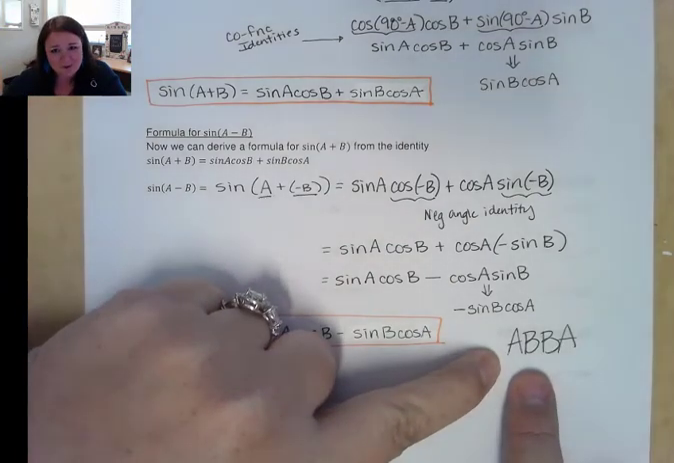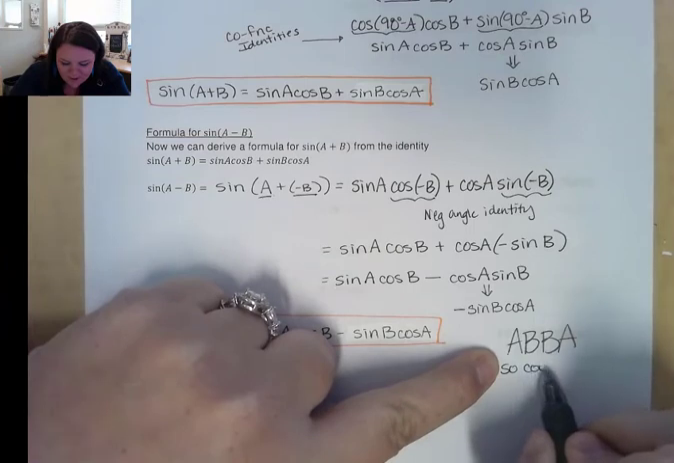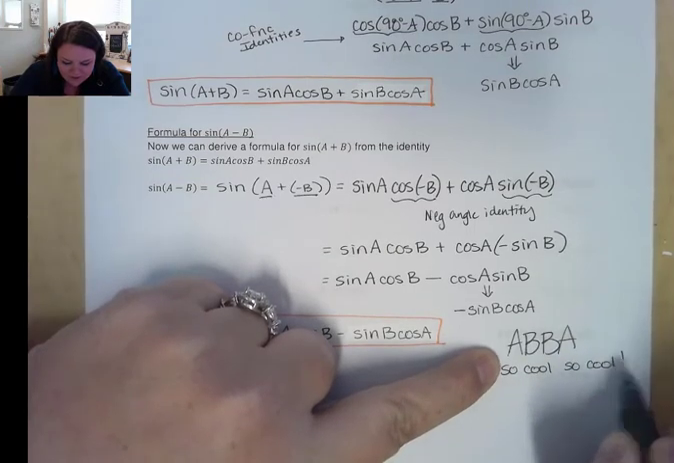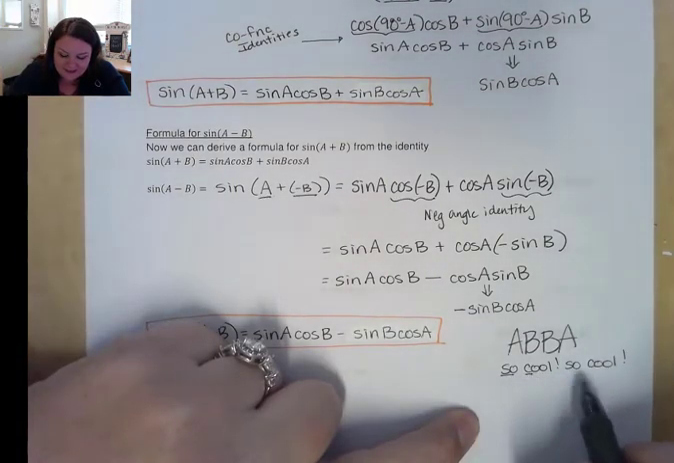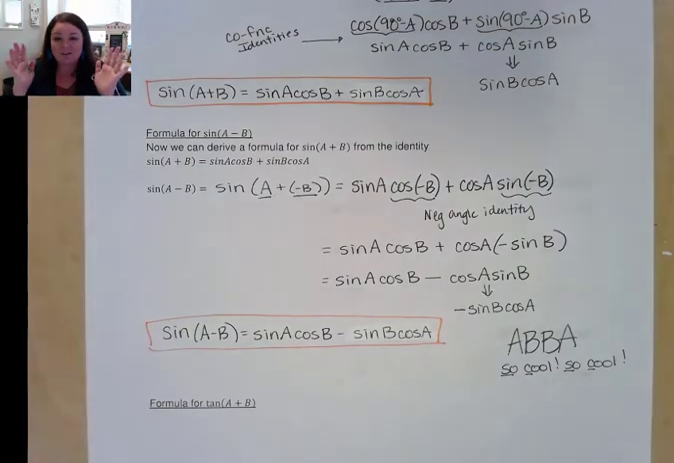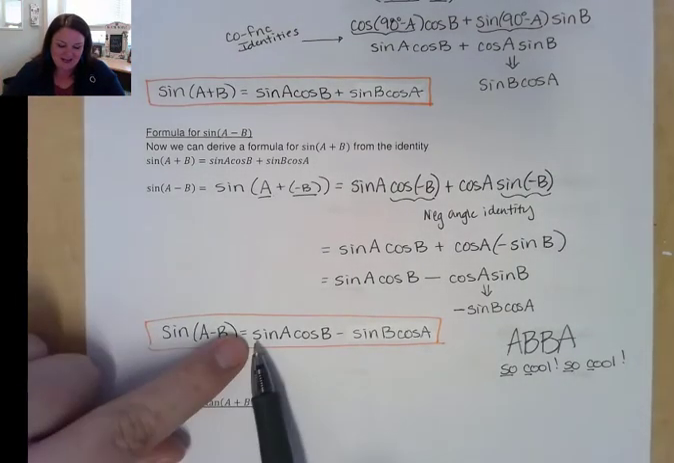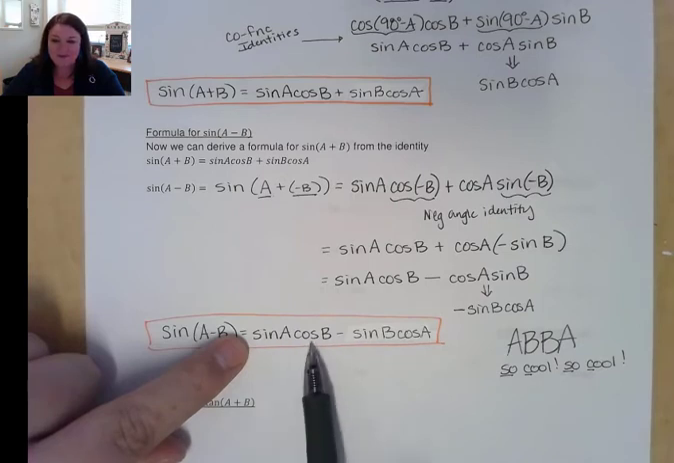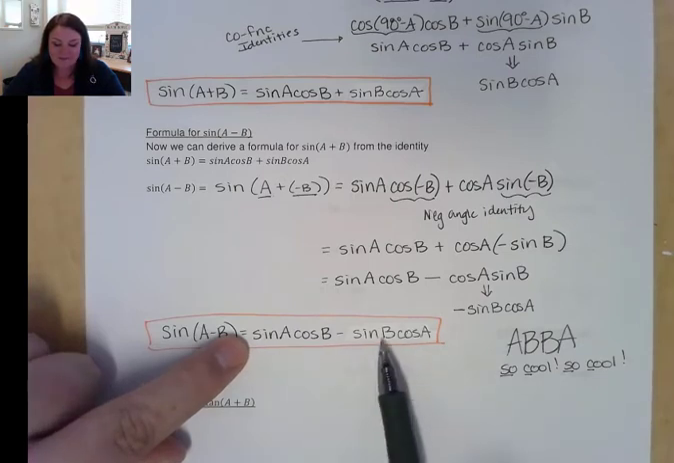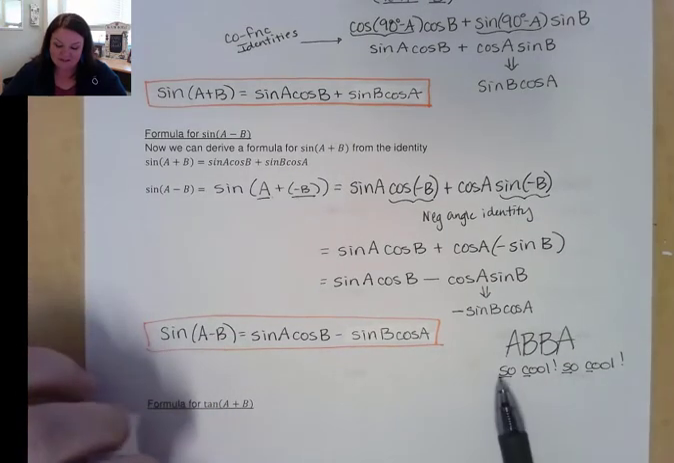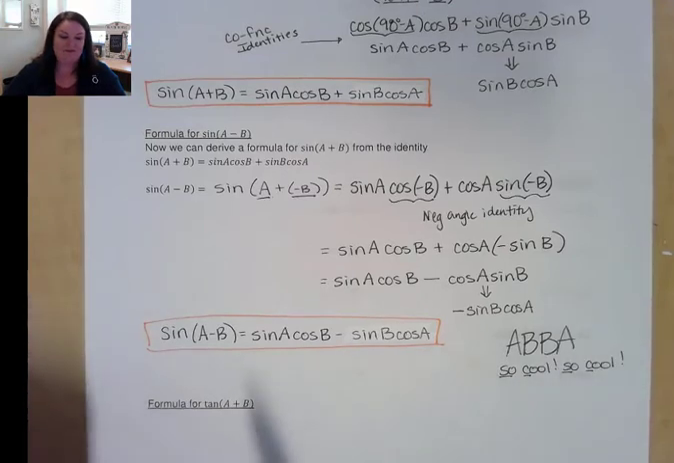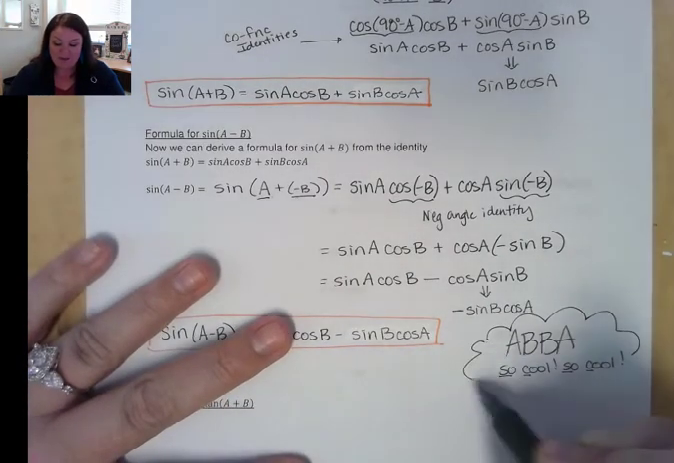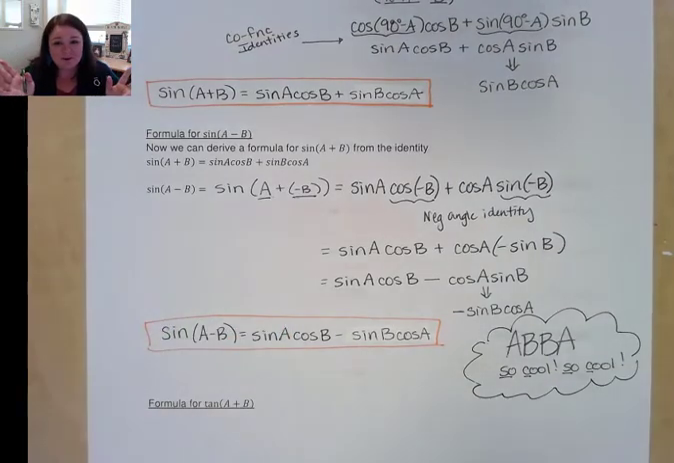ABBA is so cool, so cool, so cool, right? Notice what's interesting about so cool. It's a sine and a cosine. ABBA, so cool, so cool. So we're going to do sine of A, cosine of B, so cool, ABBA, right? So cool, BA is the second half of ABBA. So we do sine of the first, cosine of the second, sine of the second, cosine of the first, okay? So if you can remember ABBA is so cool, then that's a good way to remember it, okay?